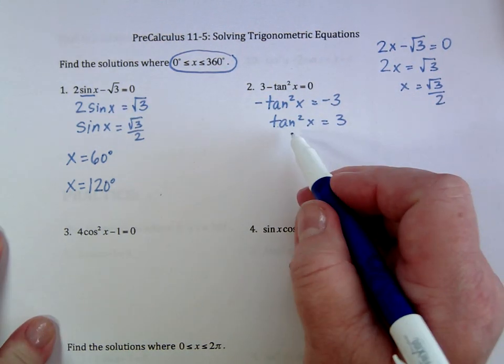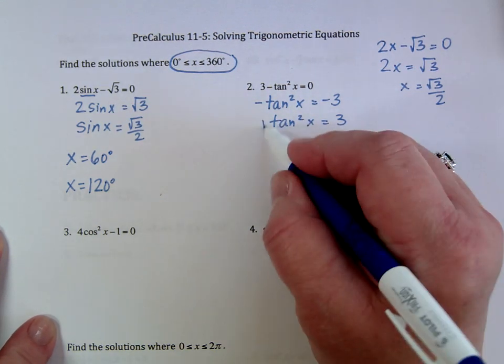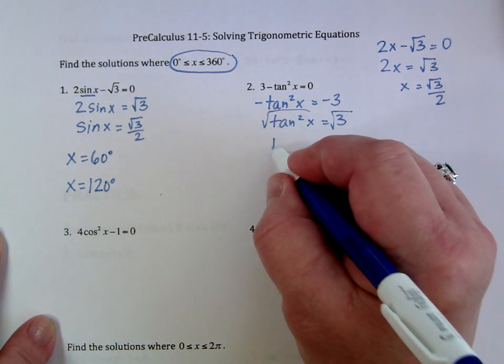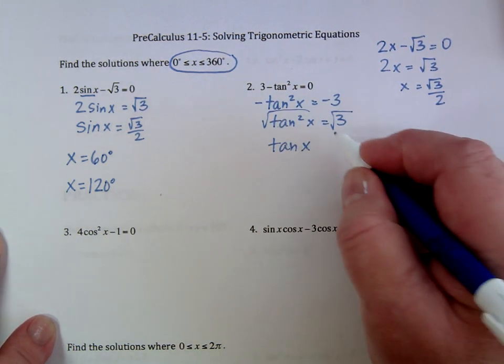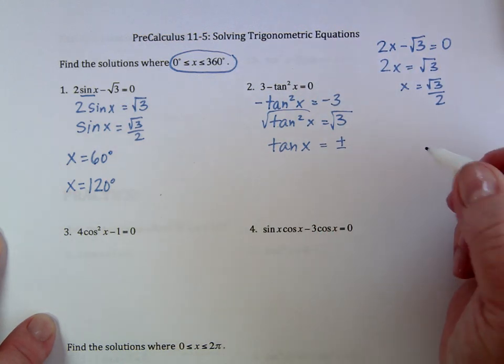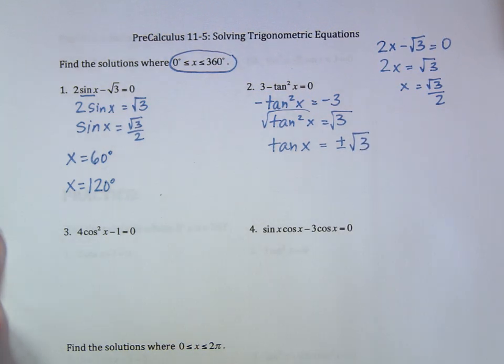Well, I don't want the squared function, I want what the tangent is. So in order to undo a square, I have to square root both sides. By square root of tangent squared, I get a tangent. When I take the square root, remember square rooty, he's a plus or minus. He's a two-timer. He's got plus or minus going on, and it's going to be the square root of 3.